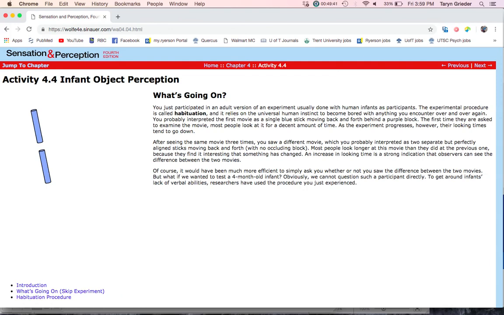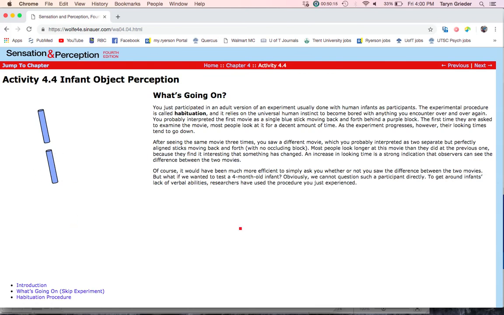The procedure is called habituation. So the fact that they will be interested in something the first time they see it, and then if you encounter it over and over again, you just get bored with it, right? So the first time the babies look at it, they look at it for a bit, and then they stop looking as they've seen it more and more, right? But now this time, you saw a different movie, right? So most people will look longer, including babies, at this movie than they did before, because, hey, something's different, right?